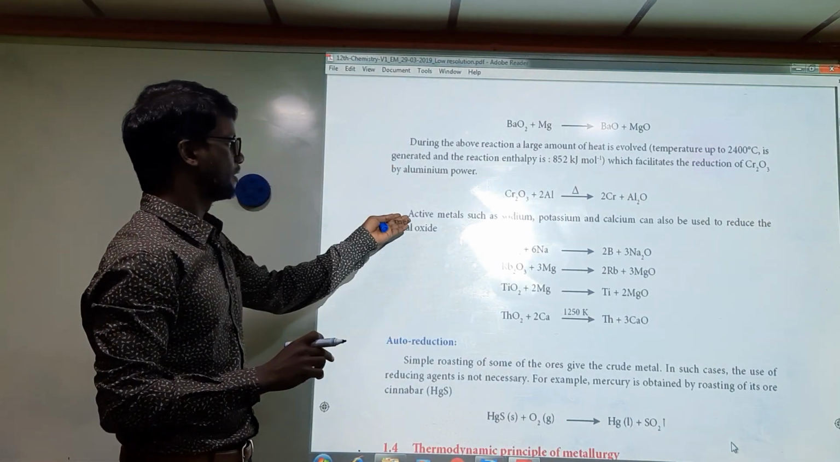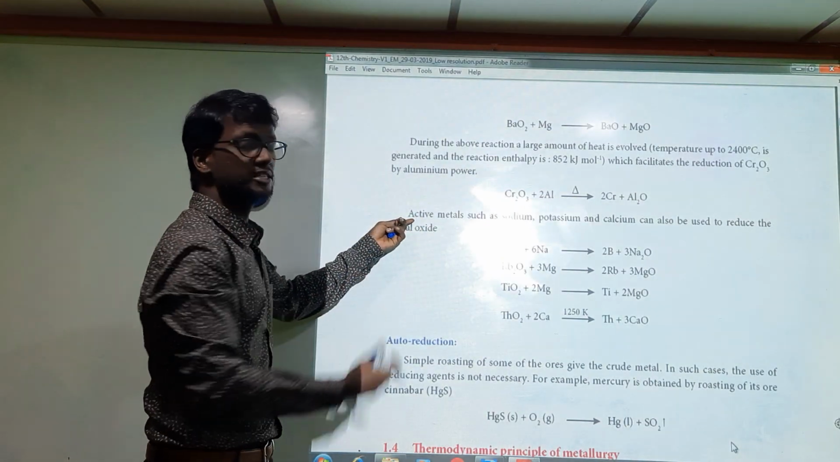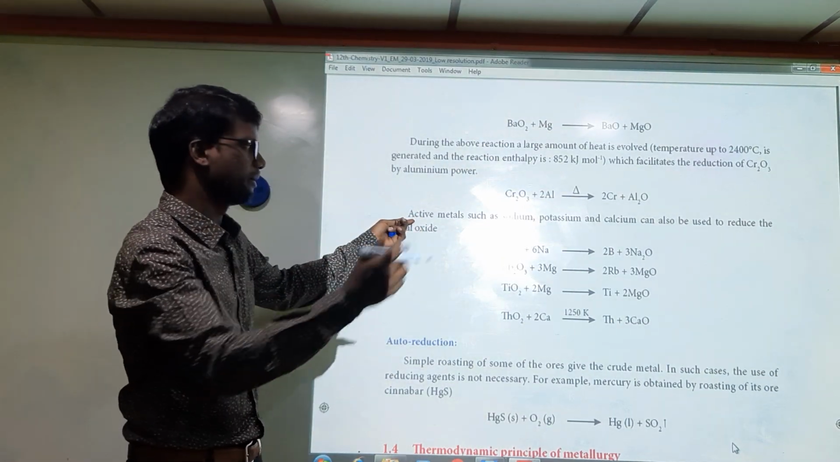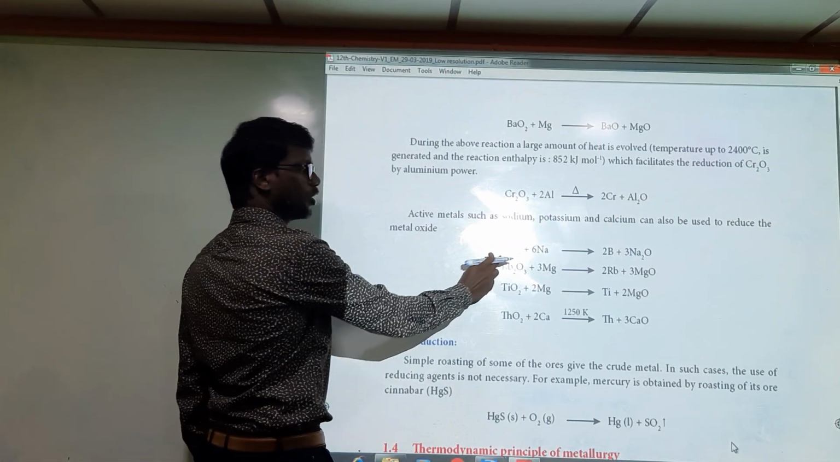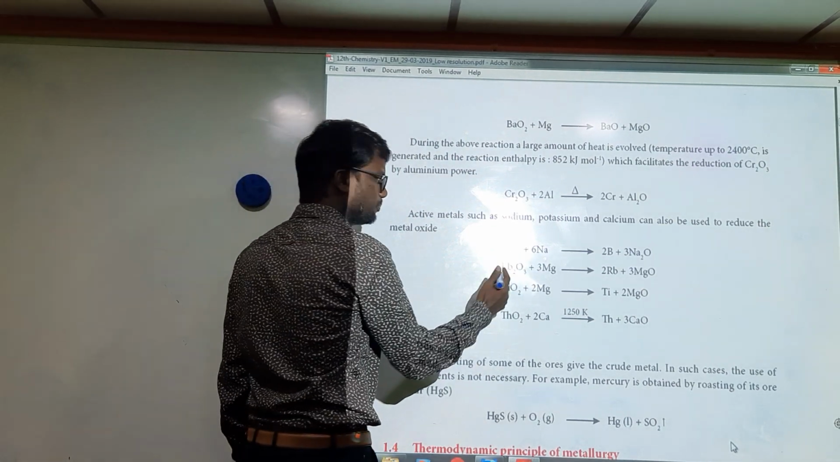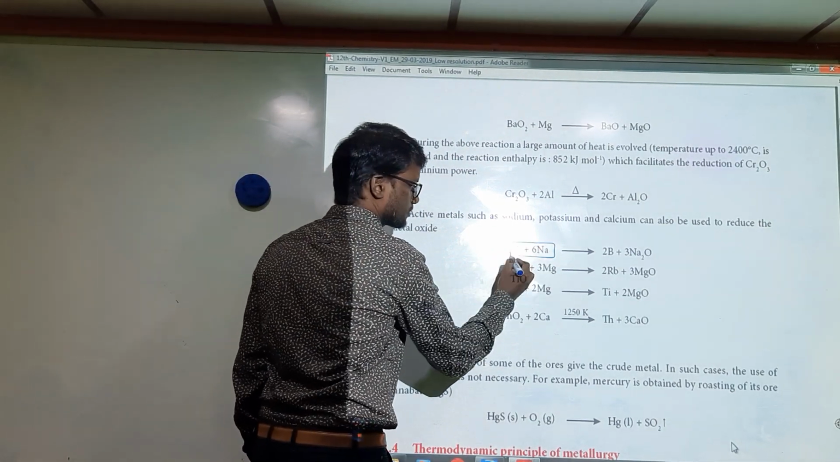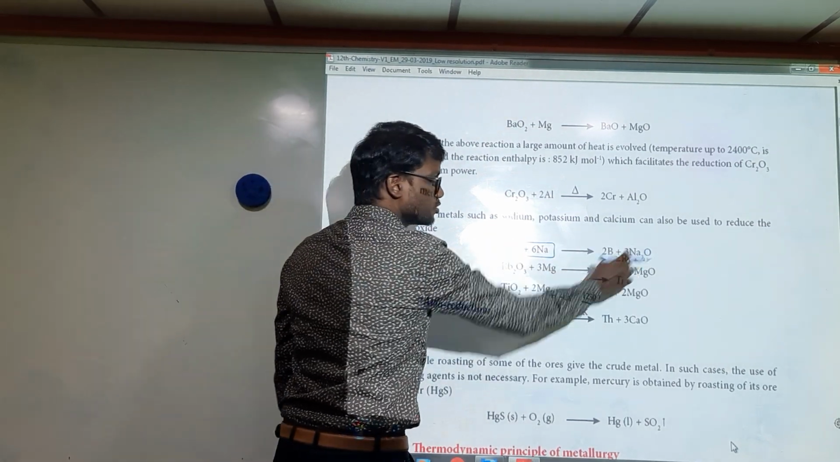Next, active metals can be used to displace other metal oxides, or reduce metal oxide to metal. Example, sodium. We'll take one example. Boron trioxide, when treated with sodium, is a very simple reaction, same reaction. Sodium takes oxygen or displaces boron, so we get boron and sodium oxide.